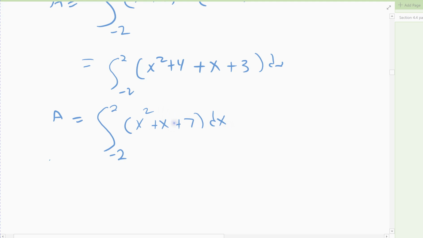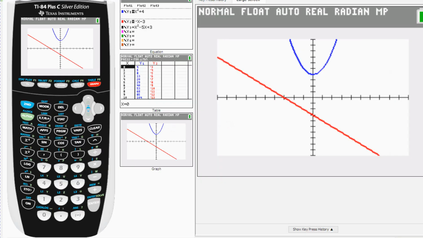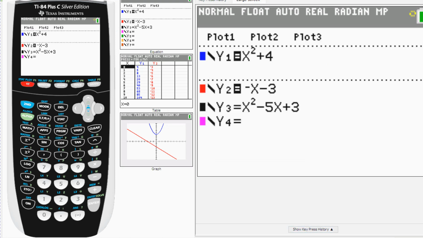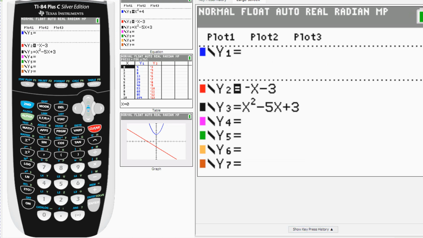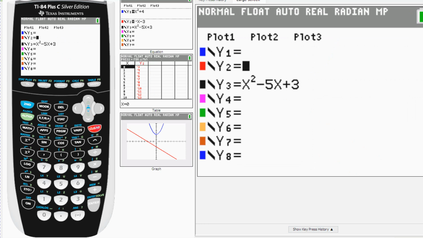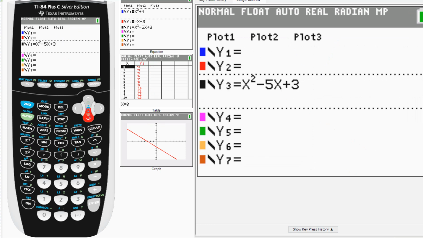Alright, so I'm going to go graph this. I'm going to go to my graphing calculator and graph that area. I'm going to clear out the ones I have. Actually, I'm going to use that because it's close to what I want. Oops, delete. Make sure I type that in correctly: x squared plus x plus 7. Alright, graph.